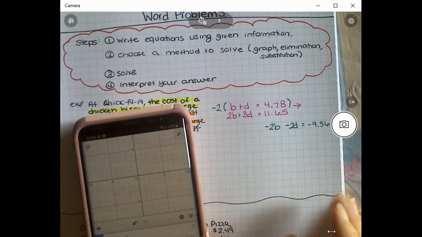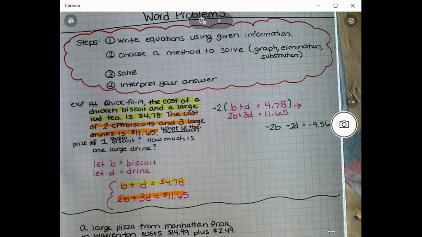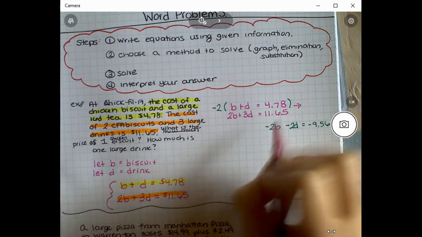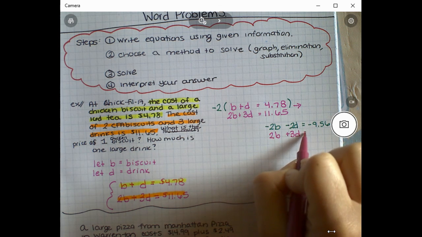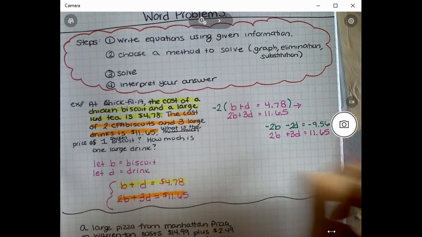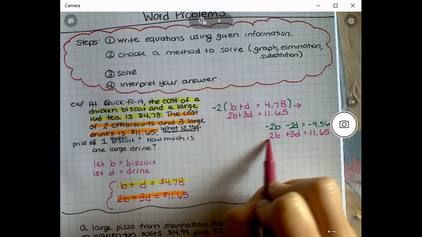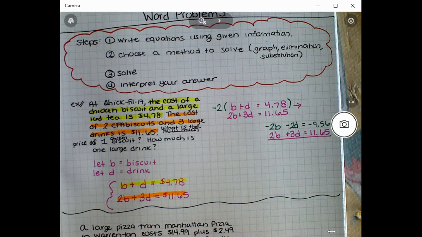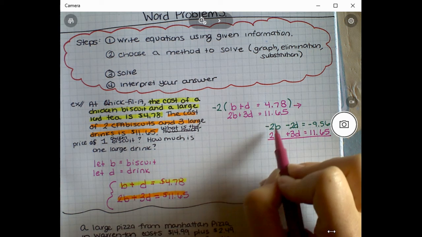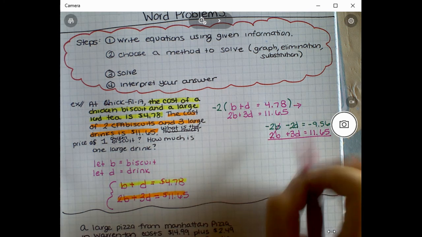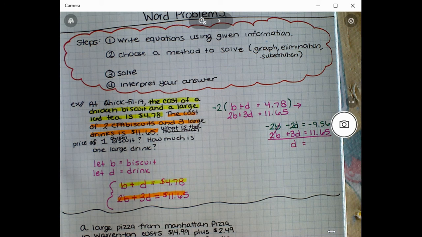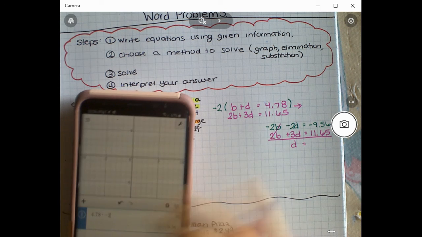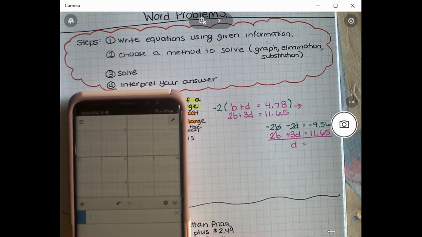-$9.56. Now we did not touch that second equation. It stayed the same, so I'm just going to write that here underneath. All right, and now for the elimination method, we add these two equations together. -2d plus 3d equals d. And I'm going to use the calculator even though I don't really need to.